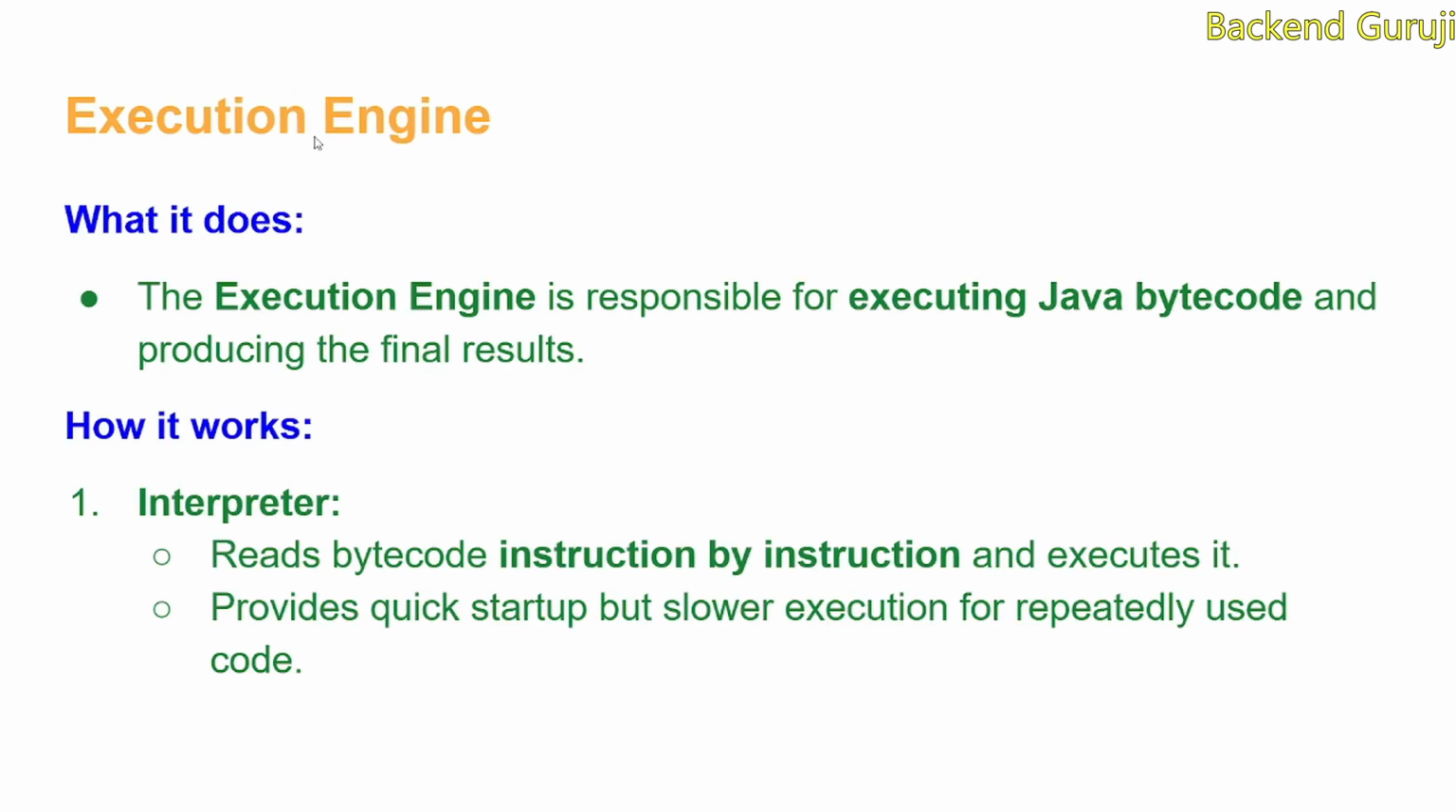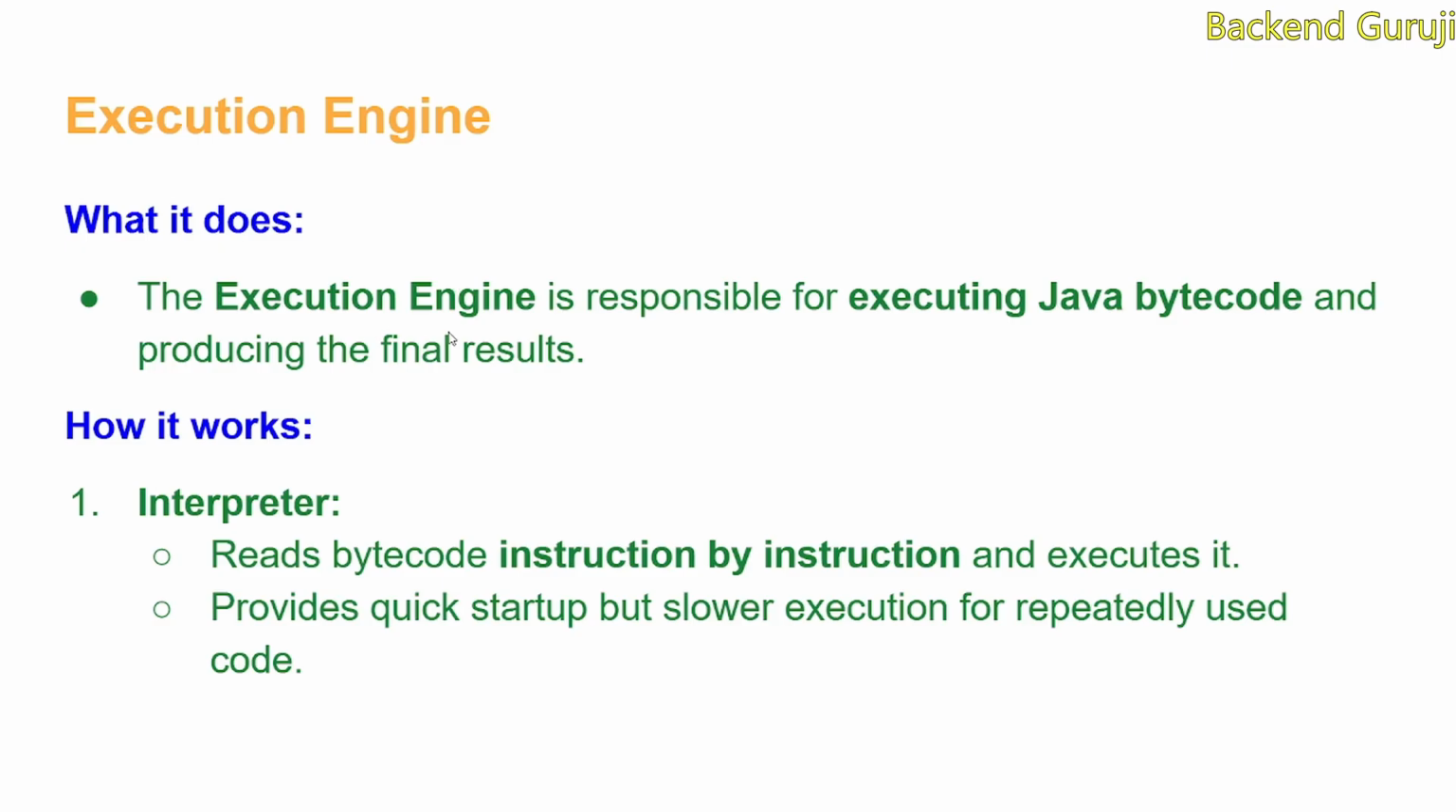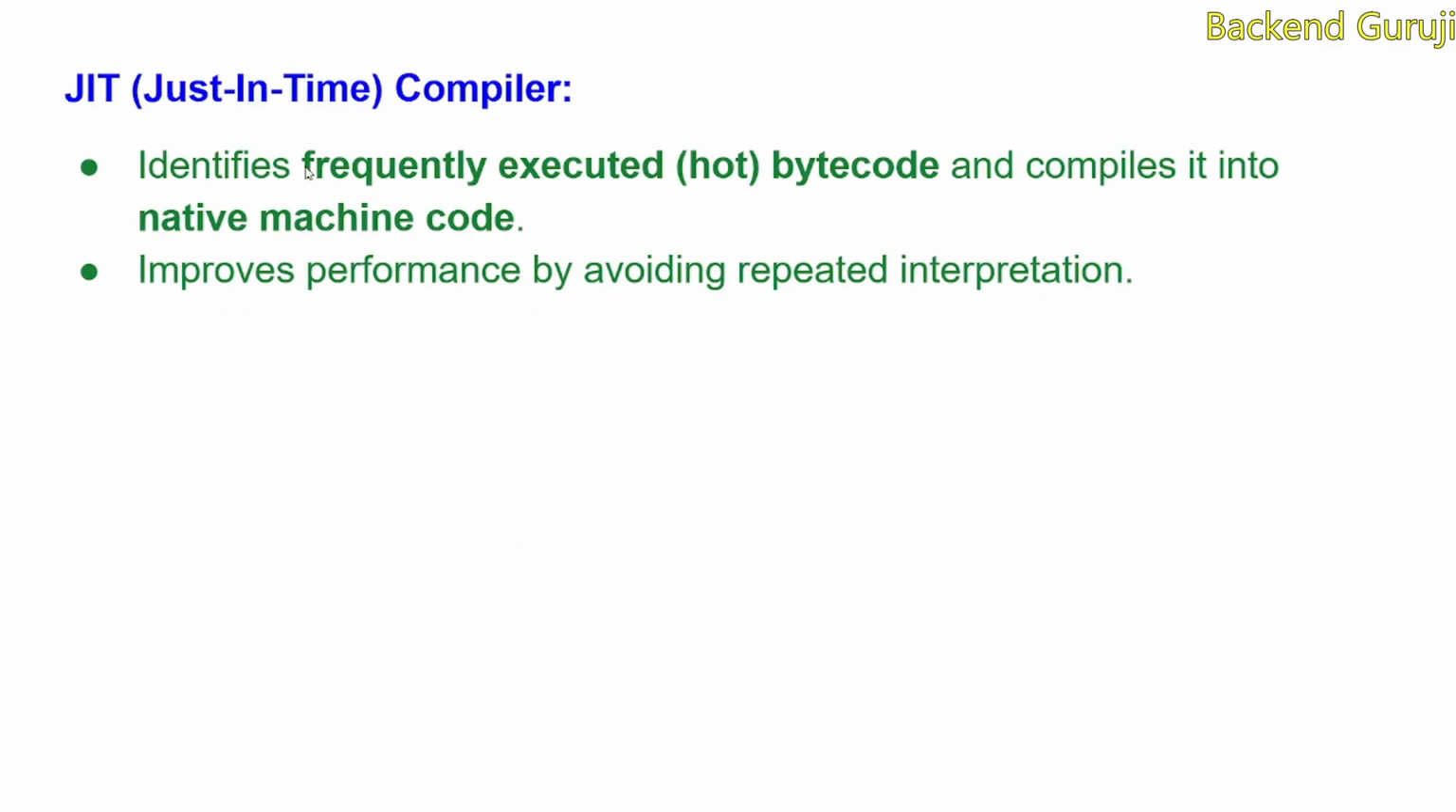Okay, the execution engine. Let's go to the diagram. This is the execution engine, with the interpreter and JIT. The execution engine is responsible for executing Java bytecode and producing the final result. How does it work? The interpreter reads bytecode instruction by instruction and executes it. It provides quick startup but slower execution for repeatedly used code. What is the JIT? The JIT identifies frequently executed bytecode and compiles it into native machine code. This improves performance by avoiding repeated interpretation. The JIT makes execution faster.